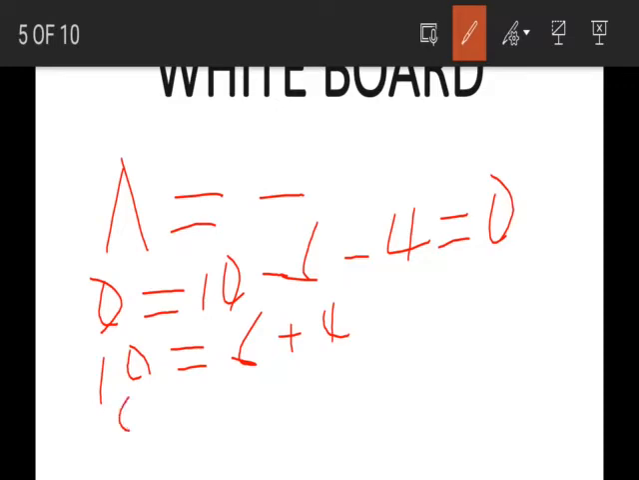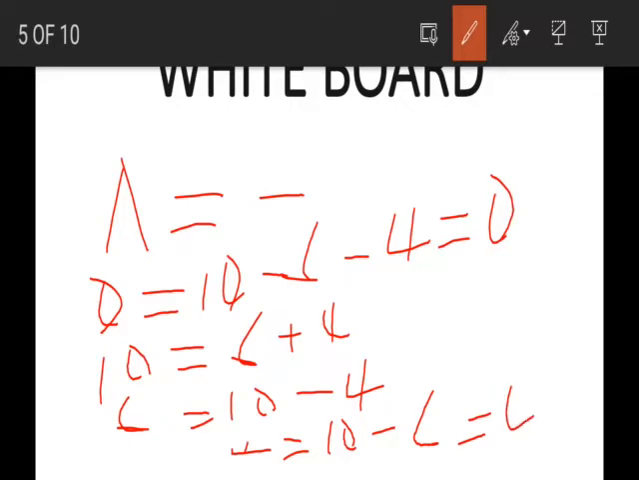Then if 6 is not there, you're going to subtract 4 from 10. If 4 is missing, you will subtract 6 from 10, and that will give you 4.